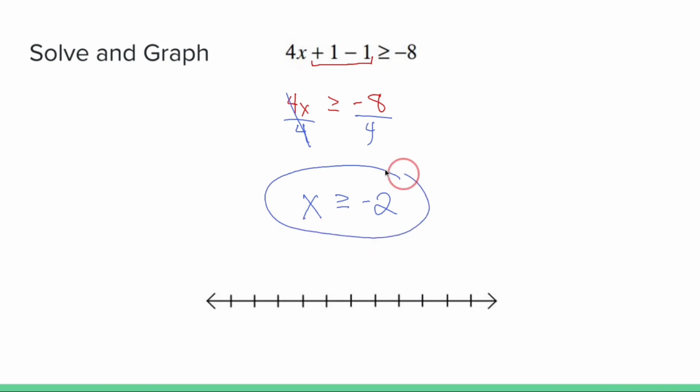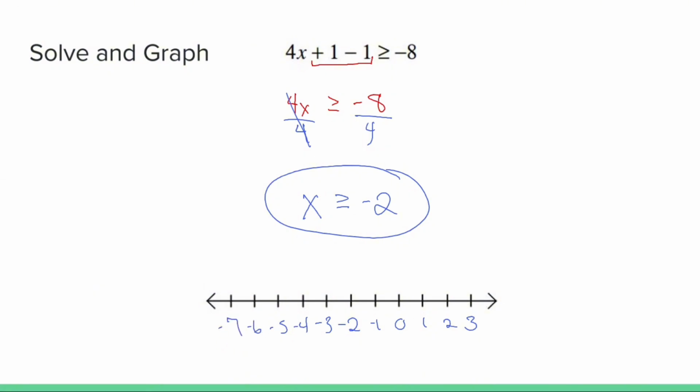That is my solution. What this means is x can be any number equal to or larger than negative 2, like 5 and a billion. So how do I graph that on a number line? Well, I'll put -2 in the middle because why not? So I'll make you -1, 0, 1, 2, 3. I'll make you -3, -4, -5, -6, and -7.